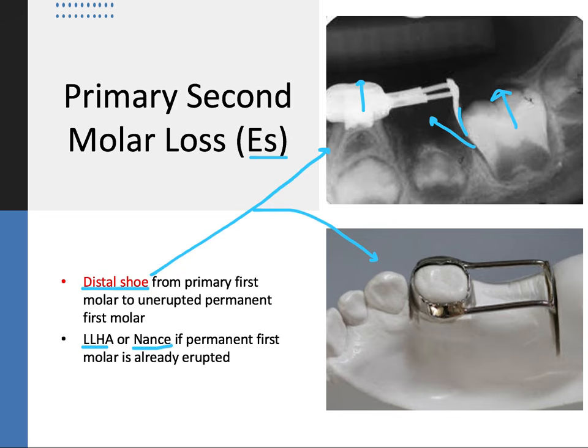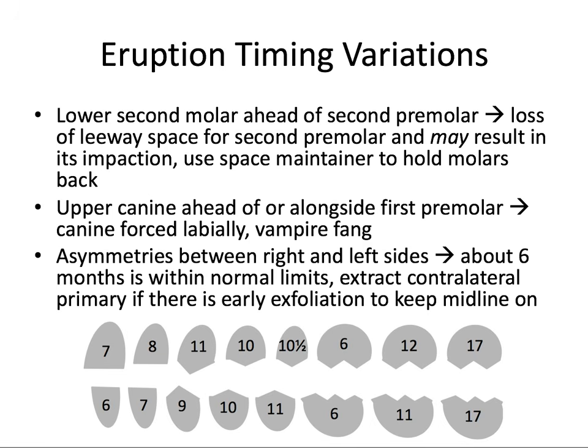All right, so that was some high yield review of primary tooth loss. Let's talk about eruption timing variations. So what happens if we have variations in our typical eruption pattern that we went over in, I believe, our first video in the series? So let's say a lower second molar erupts ahead of a second premolar, which is certainly possible. You would get loss of leeway space for the second premolar, and it may result in its impaction. So we would use a space maintainer, like a lingual holding arch, to hold the molars back.